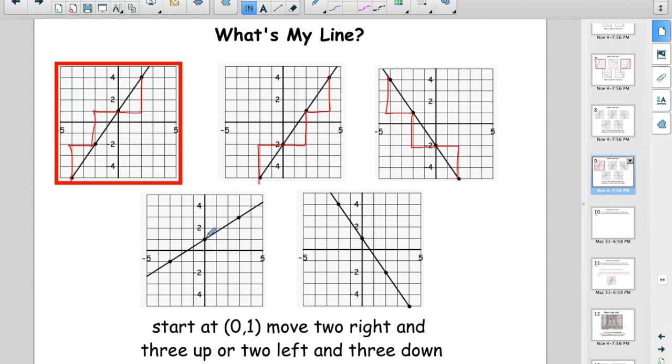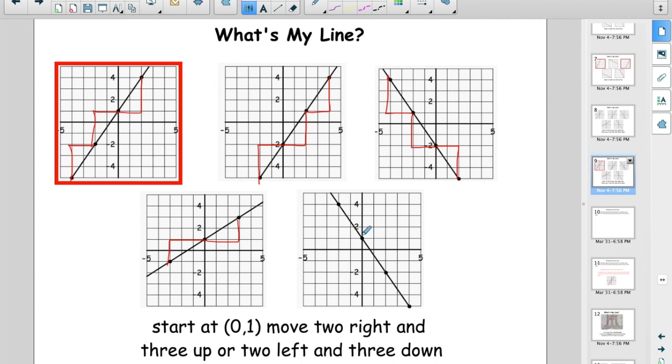This one has the correct start point. We are starting at 0, 1, but now we are moving 3 to the right and 2 up. We were asked to do 2 to the right and 3 up. We are going 3 to the left and down 2. We were asked to go 2 to the left and down 3. So this particular graph starts in the correct place, but it doesn't have the correct slope. And we did indicate where every single lattice point was.